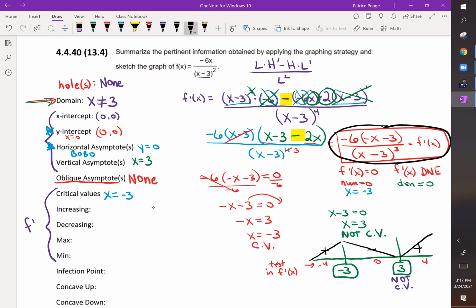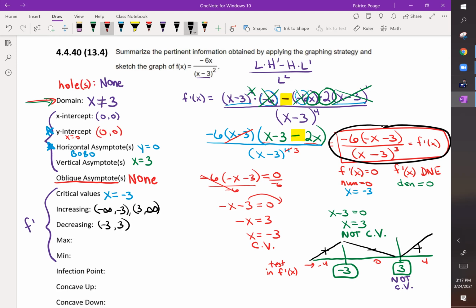So for increasing, I can put my interval as -infinity to -3. Just pay attention to each homework problem because some of them say use a comma, some of them might say use a union sign. Just pay attention here. And then I'm going to go from 3 to infinity. Decreasing from -3 to 3.